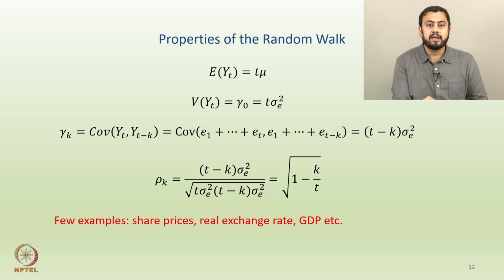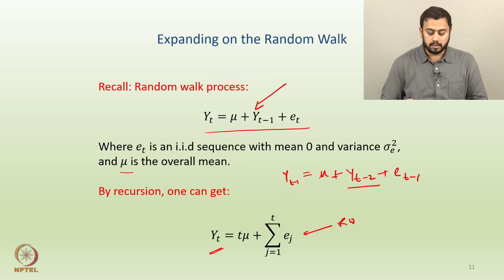For example, the expected value or the mean of the random walk happens to be t mu. Now, just for a second, if you go back a slide, this would be evident from this alternative structure, because if you take expectations on both sides, the expectation of y_t would be nothing but t mu plus 0, because the expectations of all the errors are 0.